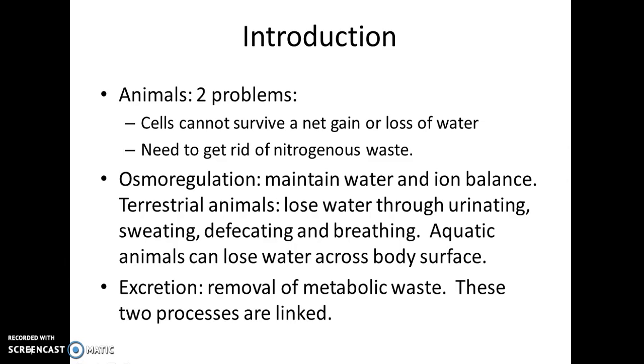So for land animals, we lose water through urination, sweating, defecation, and breathing. Now, aquatic animals can also lose water across the body surface, and we're going to talk about that later when we have a different concentration of ions. Now, excretion is the removal of metabolic wastes. And believe it or not, those two systems, osmoregulation and excretion, are linked together.